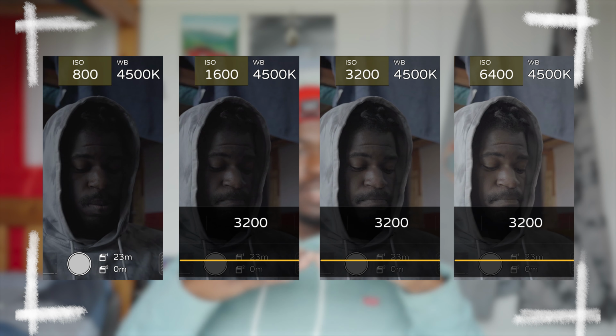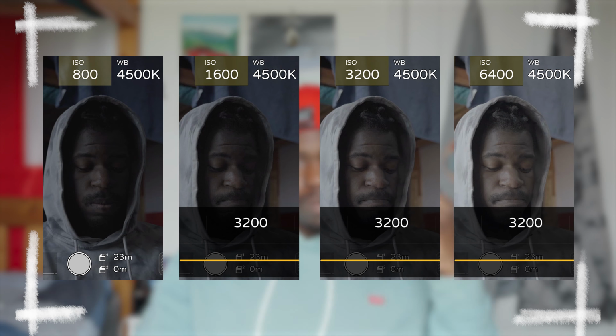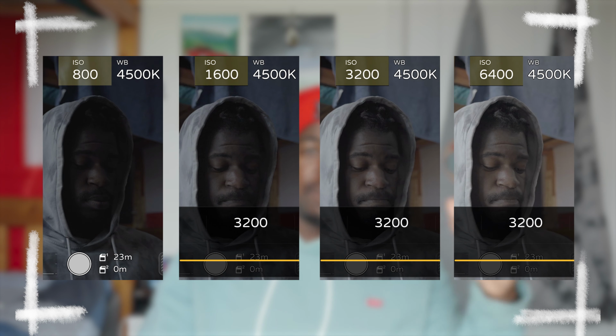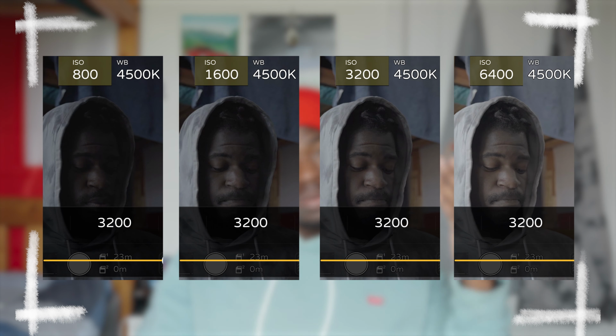Right, ISO. The Sony A7IV has two base ISOs, or dual base ISO. One at 800, one at 3200, which means you'll get the cleanest looking video output at either 800 ISO or 3200 ISO.